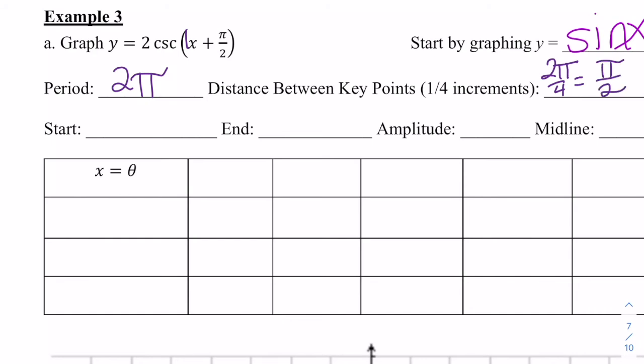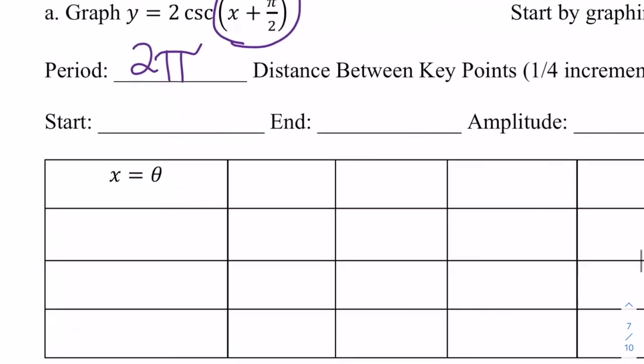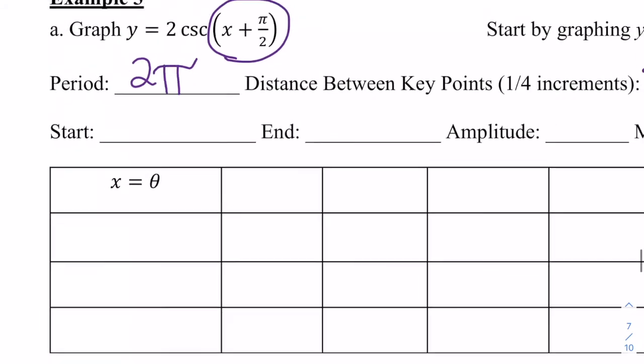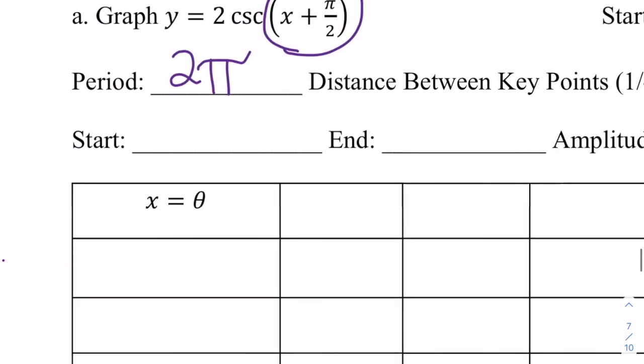If we're going to figure out where this is going to start and end, well, you can see really quickly there's going to be a shift. We can see that that's going to be shifted to the left, pi over 2. So we could say this is going to start at negative pi over 2. And we usually end at 2 pi, so it's going to be 2 pi plus pi over 2. So we can write that as 4 pi over 2. So subtracting, since it's going to the left, that's going to be 3 pi over 2.